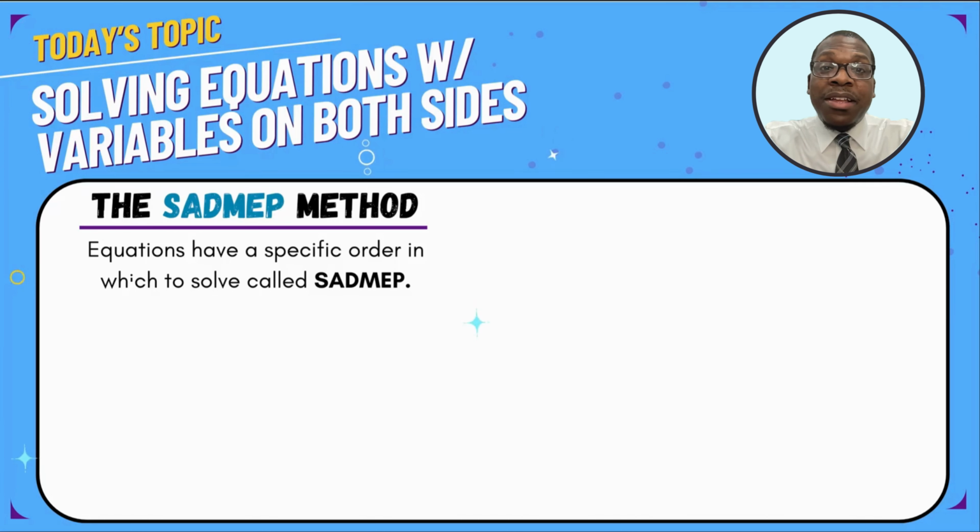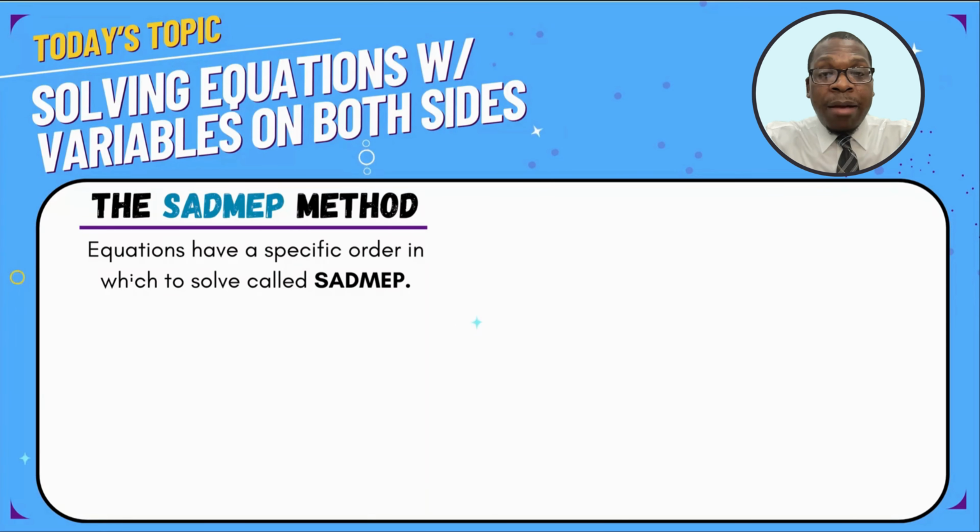Today, we're going to be learning about solving equations with variables on both sides. So, to begin, we first have to know that solving equations always involve the SADMEP method. Why? Because equations have a specific order in which to solve.